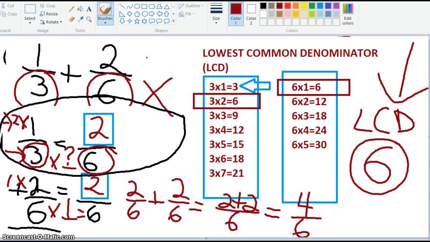But if I wanted to reduce this down to its lowest possible terms, I know that both 4 and 6 are even numbers, so I can divide them both by 2. If I divide both by 2, 4 divided by 2 is 2, and 6 divided by 2 is 3, so my answer here is going to be 2/3.